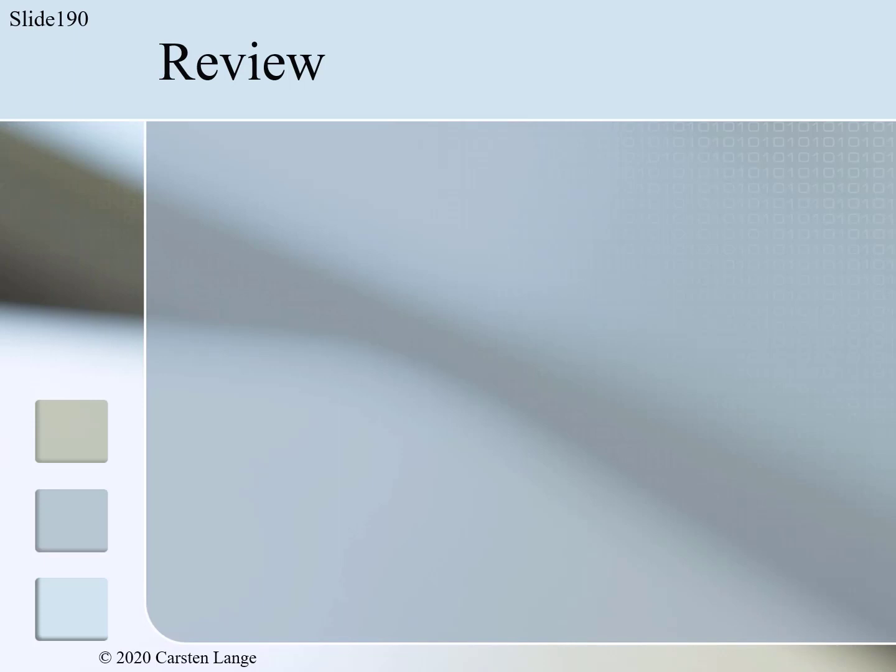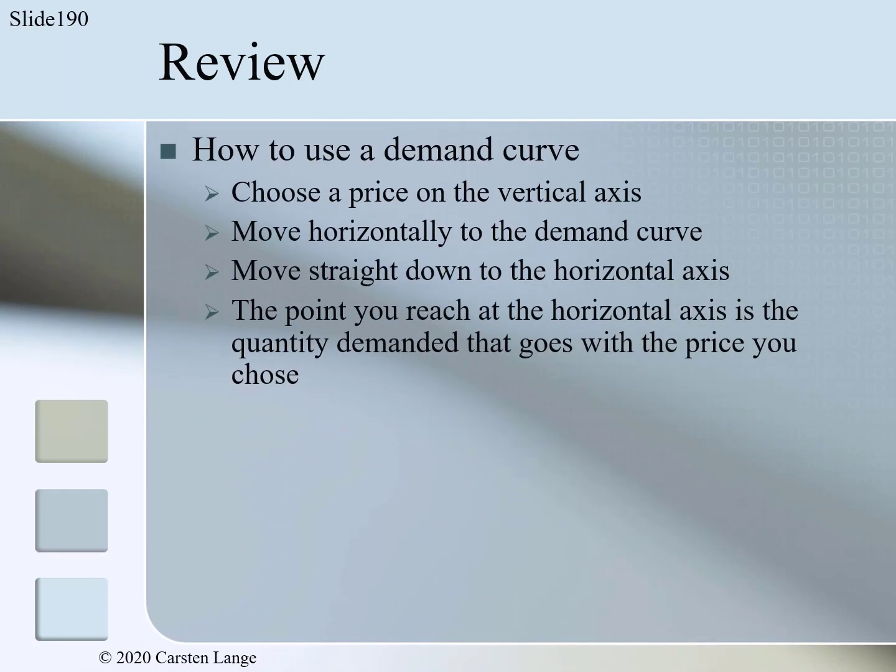What did you learn in this segment? You learned how to use a demand curve. First, you choose a price on the vertical axis, then you move horizontally to the demand curve, you move straight down to the horizontal axis, and the point you reach at the horizontal axis is the quantity demanded, which goes with the price you chose previously.